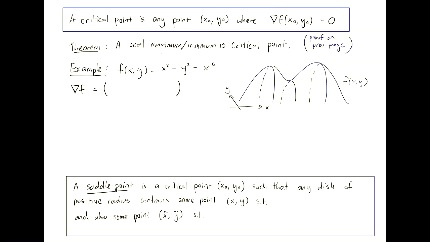Hands up. Can someone tell me the first entry? Yep. 2x minus 4x cubed. 2x minus 4x cubed. Perfect. And can someone tell me the second entry? Yep. Negative 2y. I will be doing this from time to time to make sure you're all awake. It's 9 a.m. and I don't blame you if you doze off. I'm sure you all had a big night doing homework.